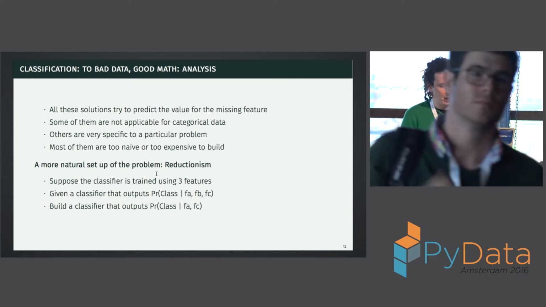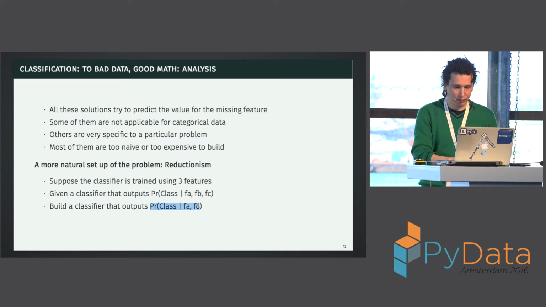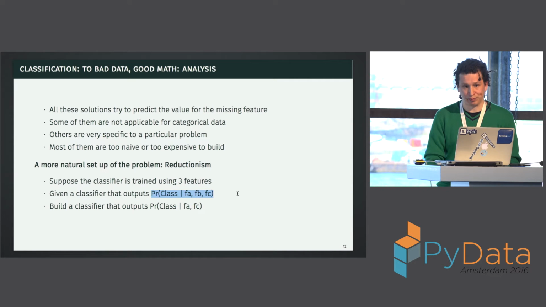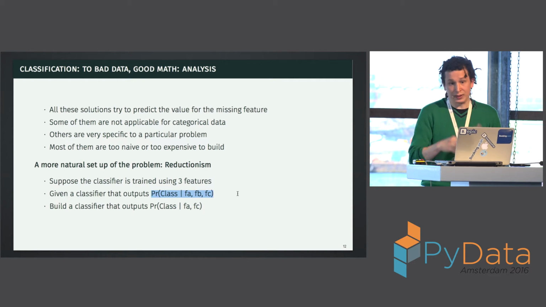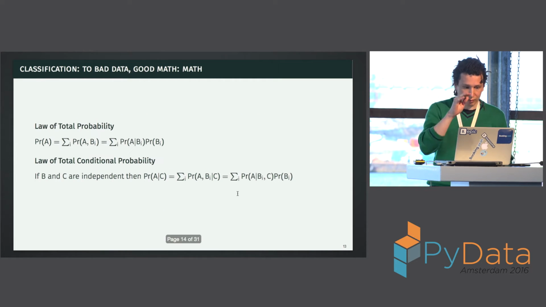But now we have the problem to compute the probability of the class given only feature A and C, feature B is missing. So we want to reduce this problem that we don't know how to solve to this other problem that we already solved. And that's the approach that I propose. And for that, we need some math.